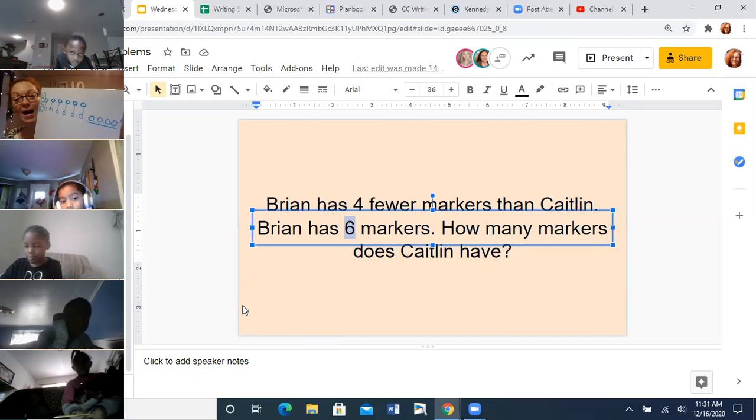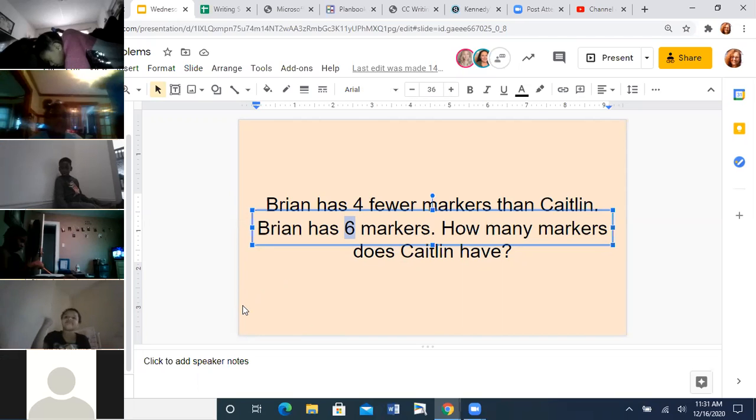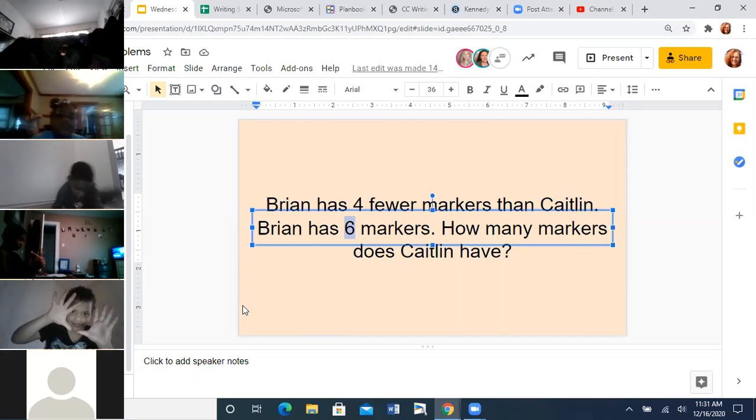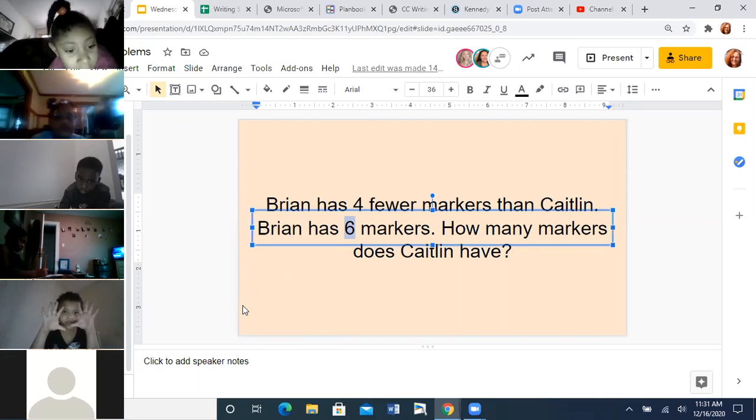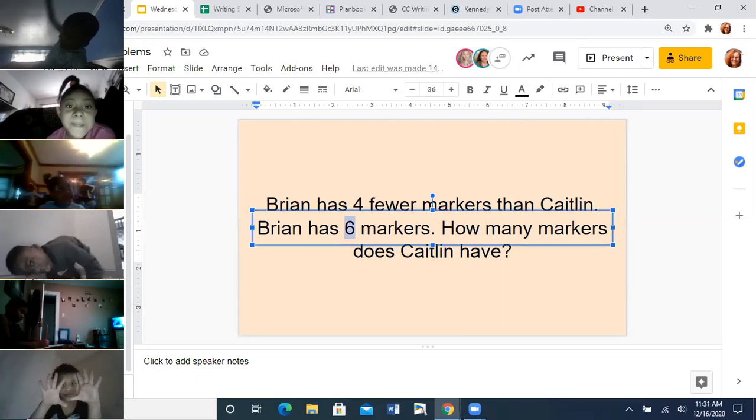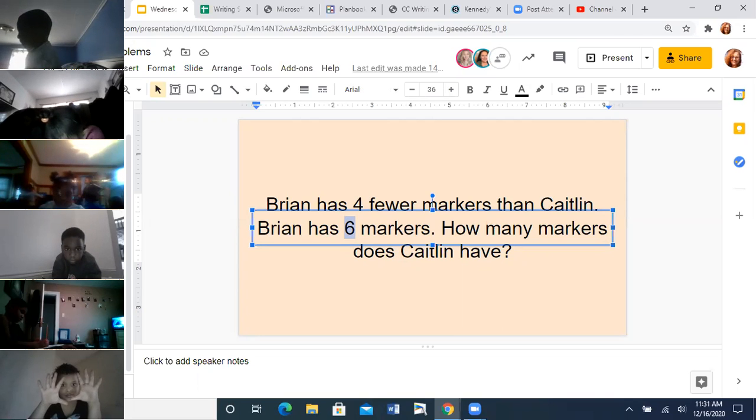All right, so we want to know how many markers Caitlin has. So now I want you to count all of Caitlin's markers down here. Count all of Caitlin's markers. But you stay muted. How many markers does Caitlin have? Can you write a number sentence to show me? How many did we have to start with? And then she had the more. So what's the number sentence?